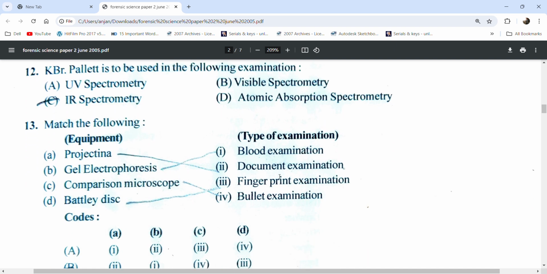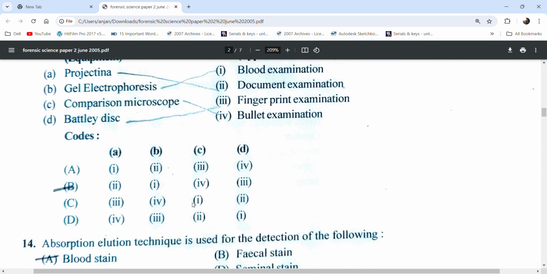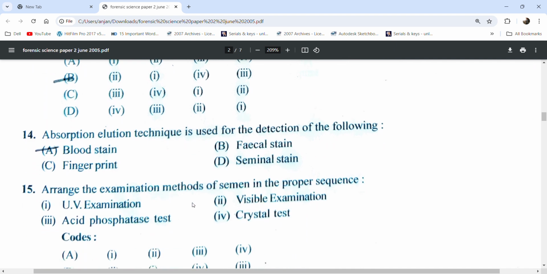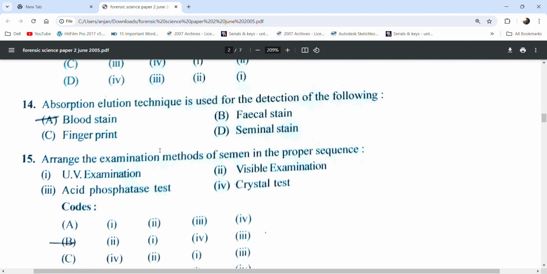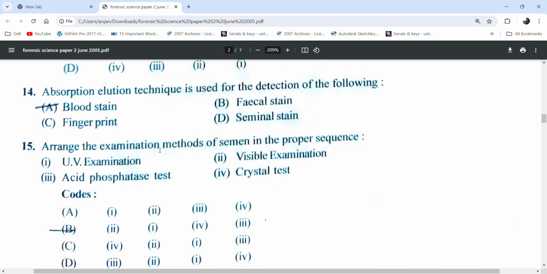Match the following: Projectina, document examination; gel electrophoresis, blood examination; comparison microscope, bullet examination; Bertillon disc, fingerprint examination. The absorption elution technique is used for detection of the following blood stain. Arrange the examination methods of semen in the proper sequence.